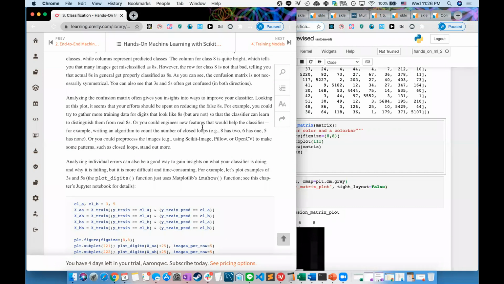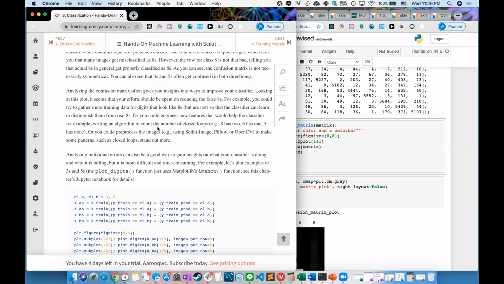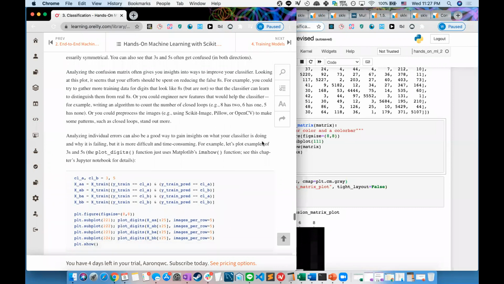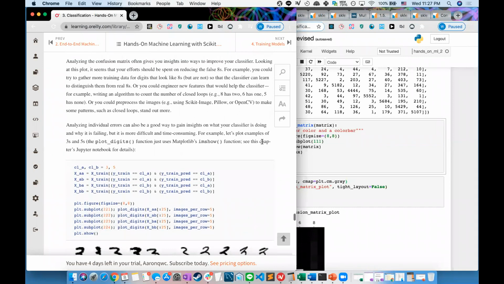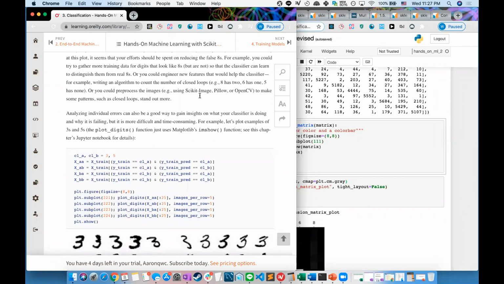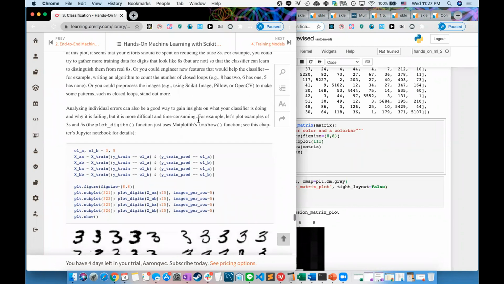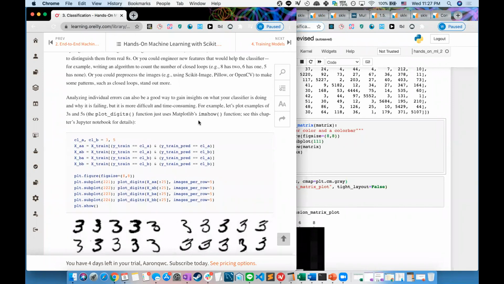Or you should engineer new features that will help the classifier. For example, writing an algorithm to count the number of closed loops. 8 has 2, 6 has 1, 5 has none. Or you should pre-process the images using scikit-image, Pillow, or OpenCV to make some patterns such as closed loops stand out more. This is pretty interesting. I've never done this before, but I'm curious to hear if anyone has some practical experience on this.